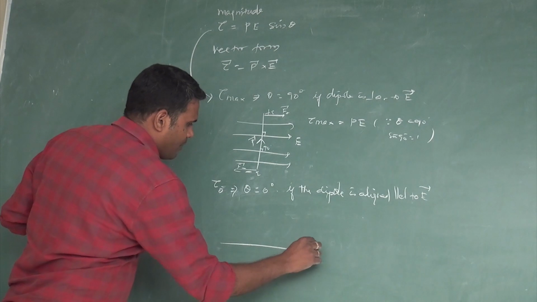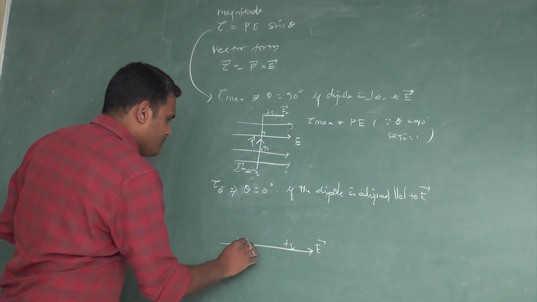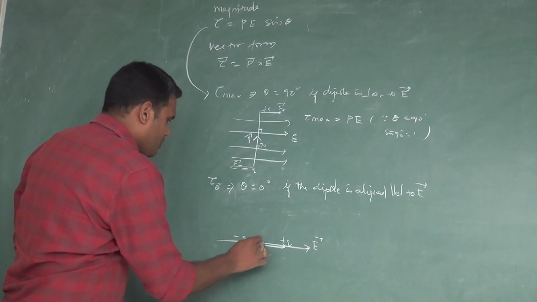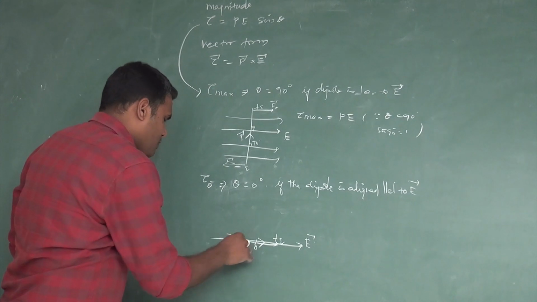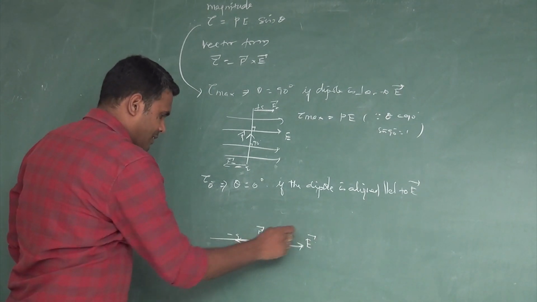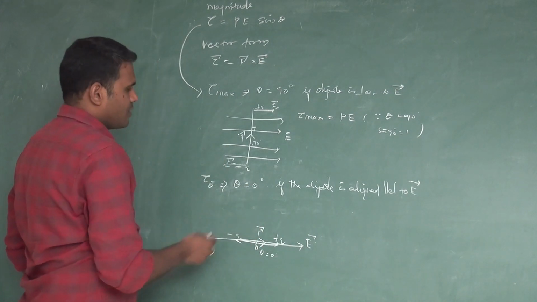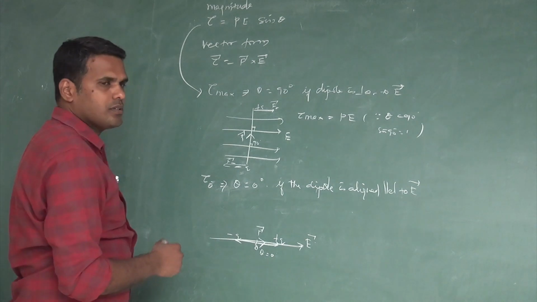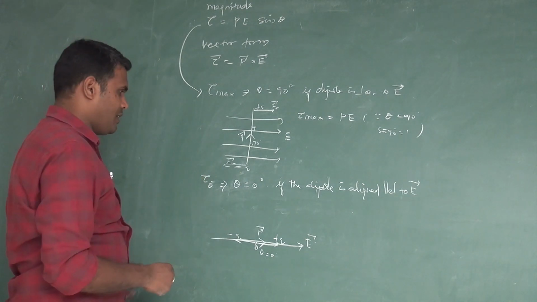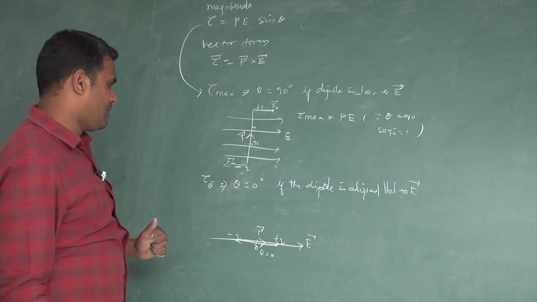So what will happen if you represent the direction here, minus q, plus q? You can say here this is the point O, and the dipole moment acts from minus q to plus q. So theta made by the P vector with respect to the E vector is 0, sin of 0 is 0, so the torque acting on the dipole is 0. So torque is maximum when the dipole is perpendicular to the electric field, and the torque is 0 when the dipole is aligned parallel to the electric field.